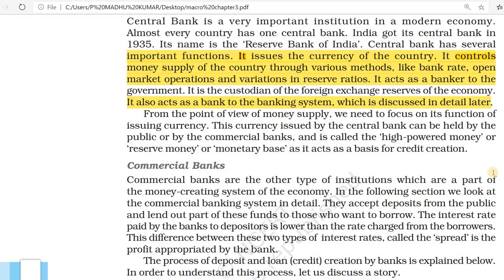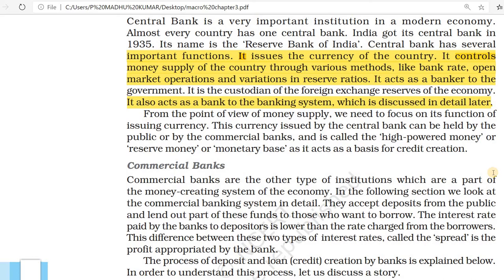Some measures they are taking, and they are controlling this credit. By controlling the money supply and credit, the central bank controls economic variables such as price, inflation and interest rate. All these things the central bank is controlling. Then the next one is custodian of foreign exchange reserve.